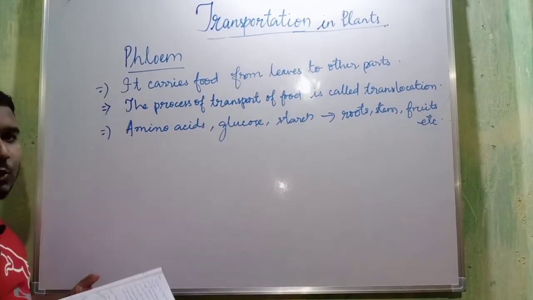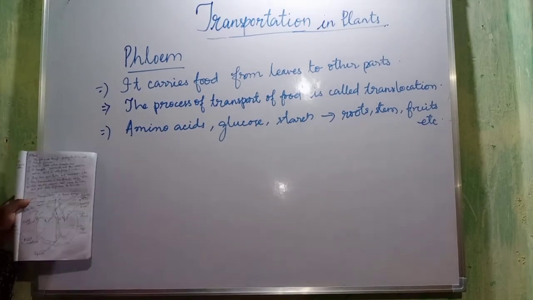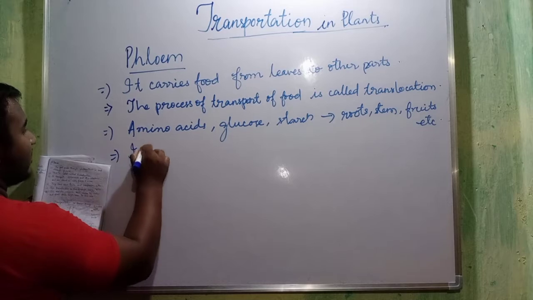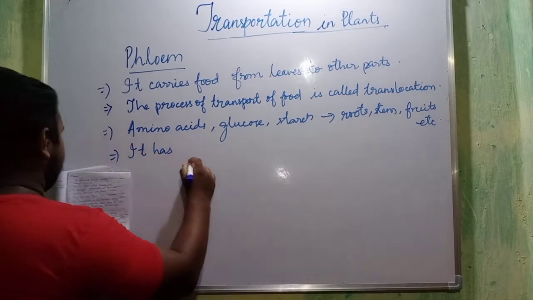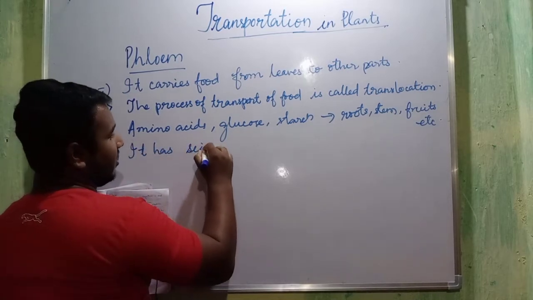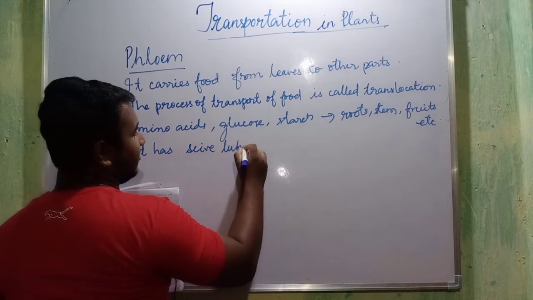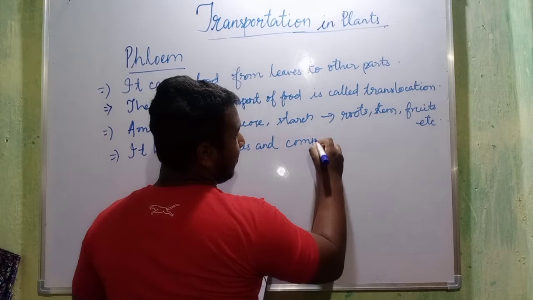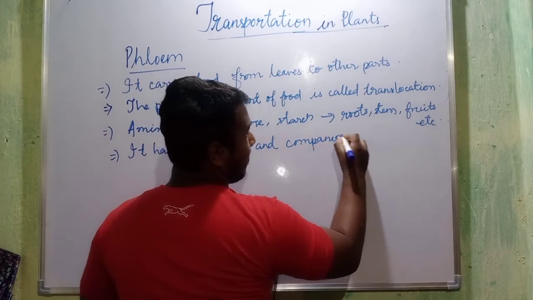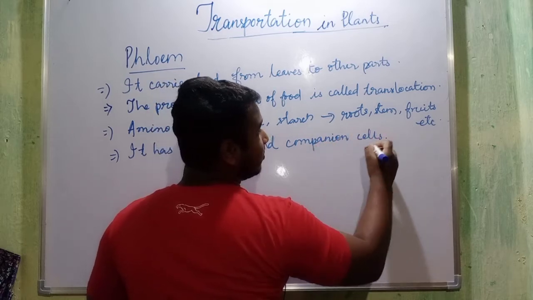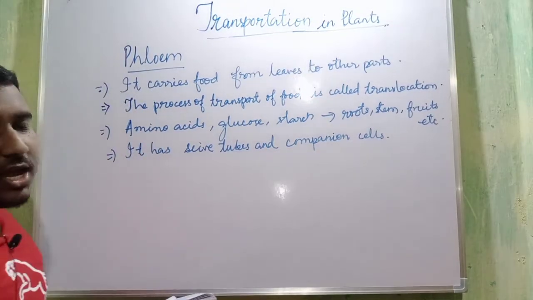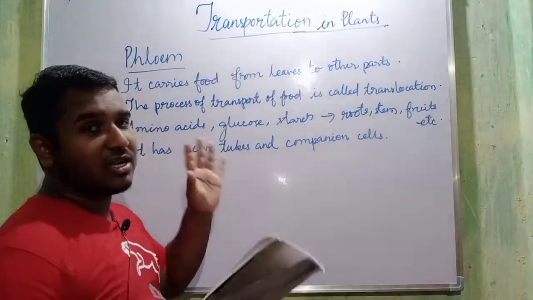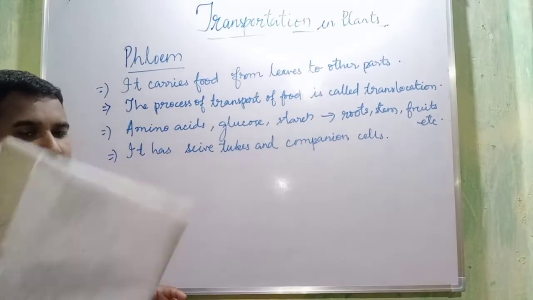Now what equipment or structures does it have to transfer it? First, it has sieve tubes, again pipe-like structures, sieve tubes and companion cells. It has sieve tubes and companion cells, which are allowing it to transfer the food particles from the leaves to the other parts of the plant.